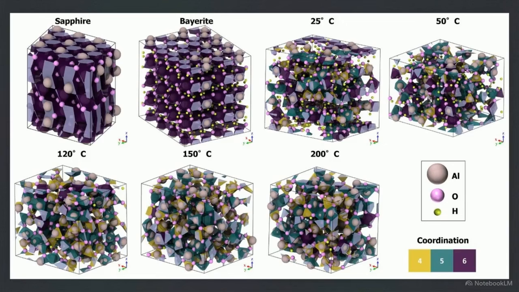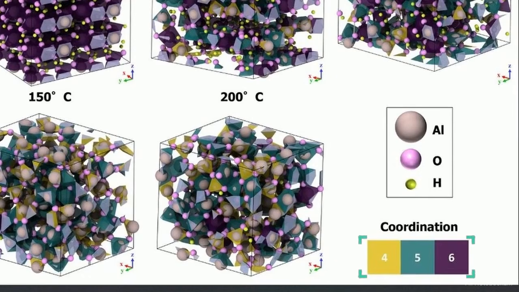This grid displays amorphous structures generated by a neural network. At 25 degrees, the network is saturated with hydroxyl groups. Scaling to 200 degrees, thermal energy drives hydrogen out. Pure oxygen replaces hydroxyls, driving a visible shift from violet 6-fold polyhedra to green 5-fold polyhedra.